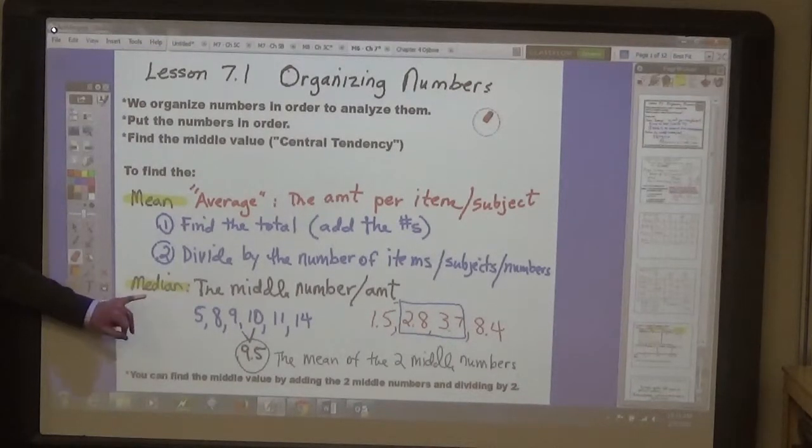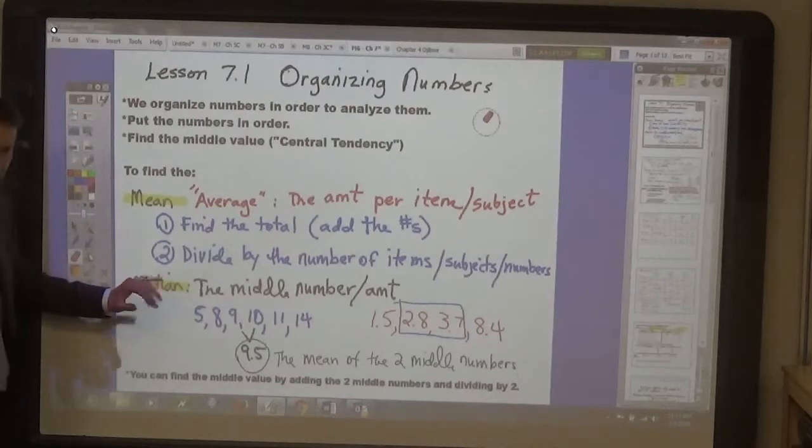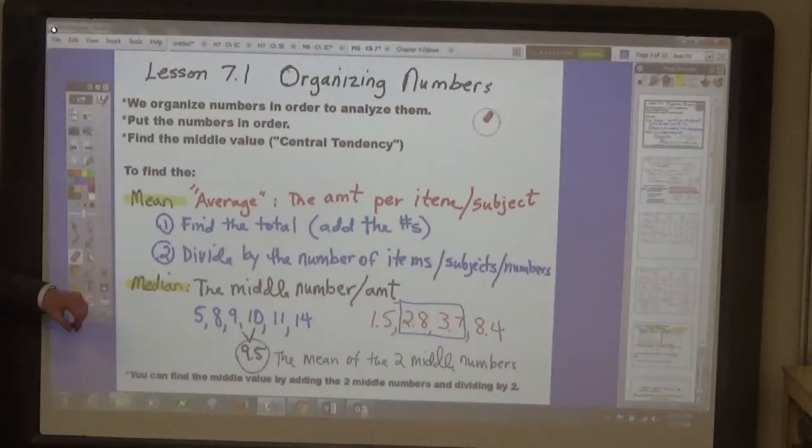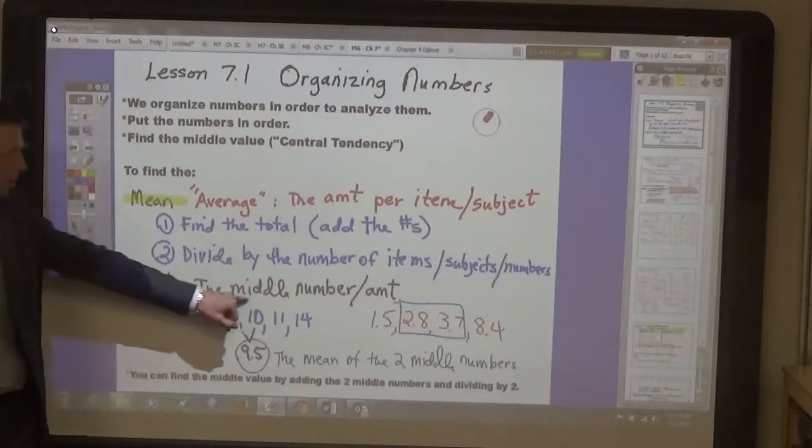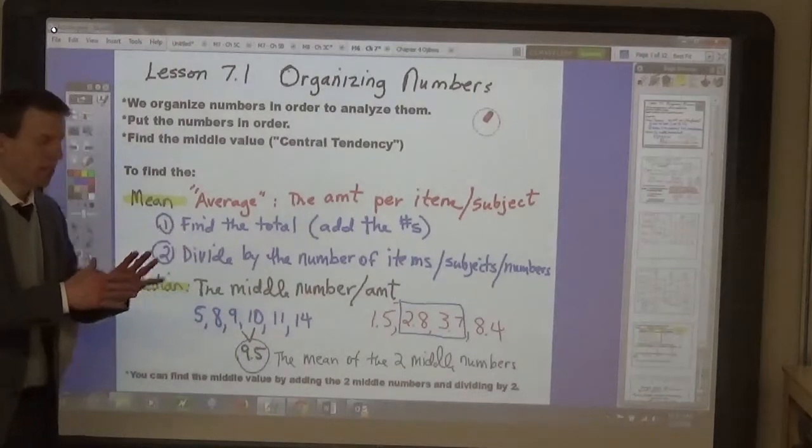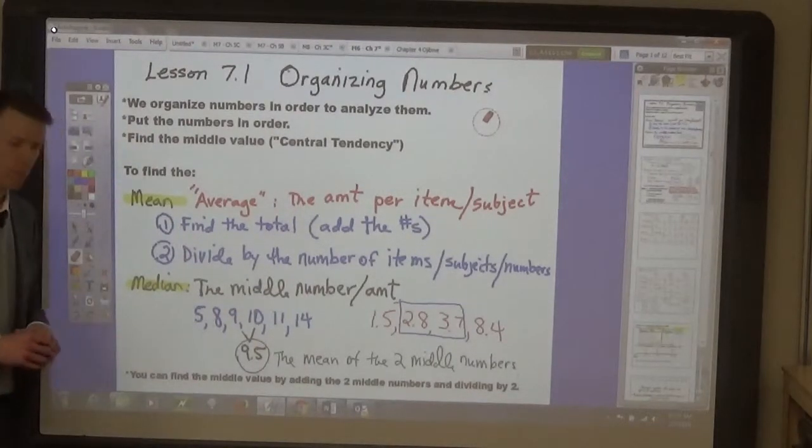Let's move on and talk about the median. Everybody look up here. Stop writing now. And let's talk about the median in a set of numbers. The median is the middle of the numbers. So it's the middle value in the numbers.